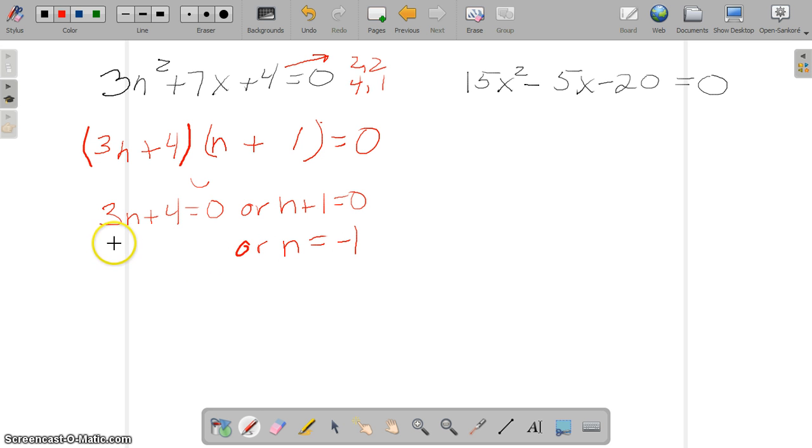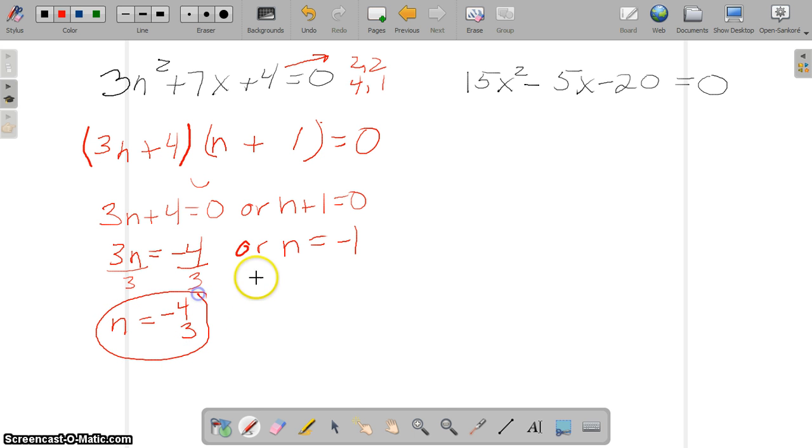And over here, for 3n plus 4 equals 0, I'm going to subtract 4 from both sides, so I get 3n equals -4. Then I'm going to divide both sides by 3 and get n equals -4/3. So this can be my answer, -4/3, or n could also be -1.